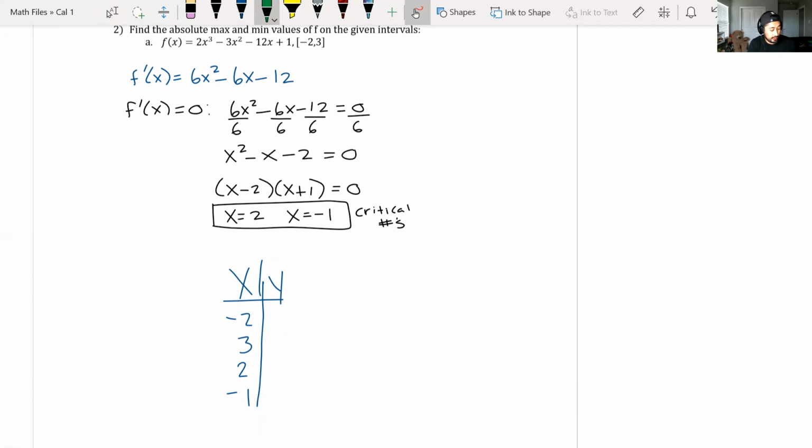Okay, I'm going to use my calculator, use the little table trick to make these faster. 2x cubed minus 3x squared minus 12x plus 1. Negative 2, I get negative 3. 3, I get negative 8. 2, I get negative 19. And negative 1, I get 8.